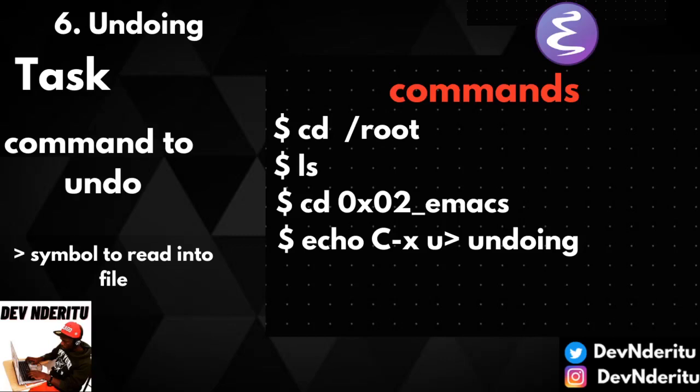So you're still at Emacs, and task number 6, which is the second last task, is undoing, and you have to input the command to undo. You can see there the greater than symbol is used to read into files. So you know the drill by now.